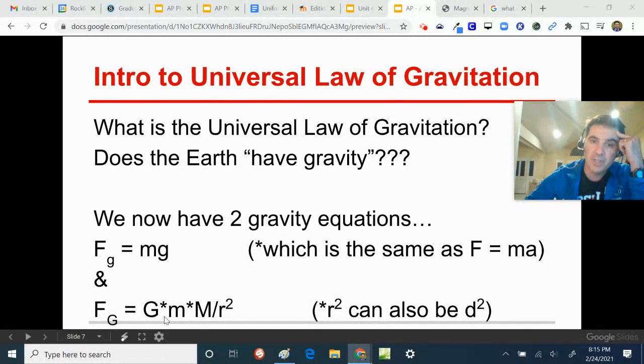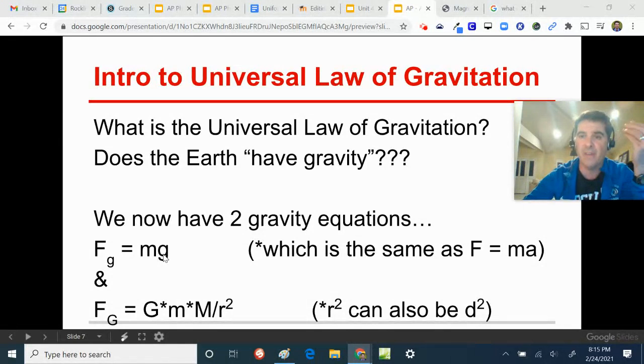The universal law of gravitation works anywhere in the universe, and it's the attraction between any two objects. You have to have two objects to have gravity, which I'll explain in the equation in a moment. So it's not as if the Earth has gravity. The Earth doesn't have this little g.